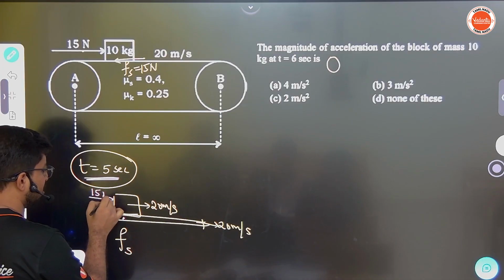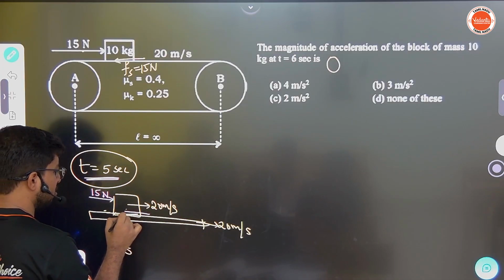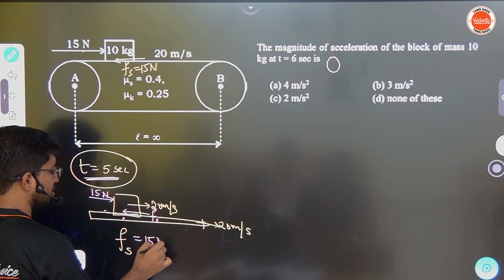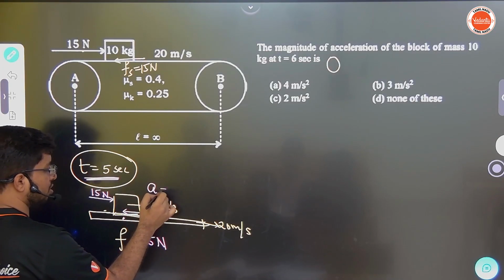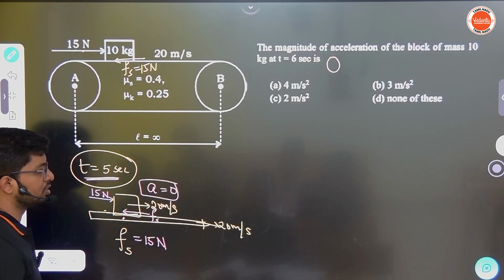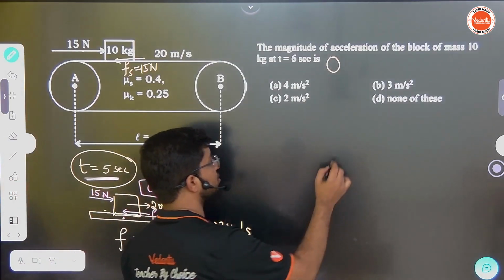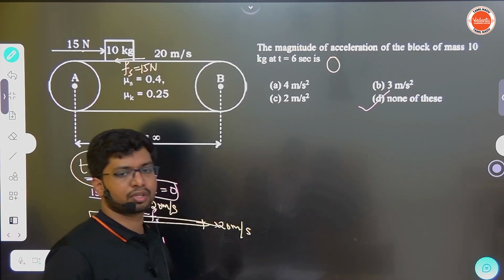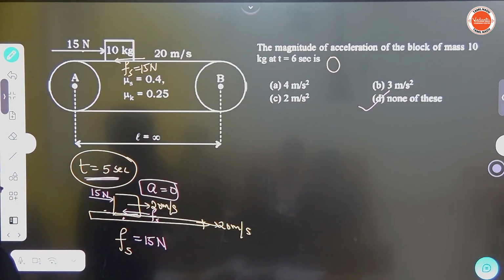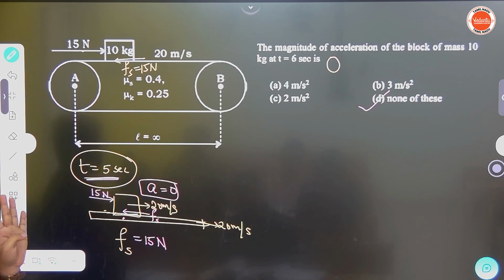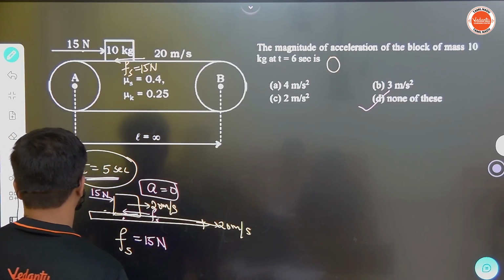So I am applying 50 newtons here. Exactly 50 newtons of static friction will act on this one, right? And the acceleration of this block will be equal to 0 from t equal to 5 seconds onwards. Clear? So this will be option D. Understood? Right? Up to t equal to 5 seconds, acceleration will be 4 meter per second square. From t equal to 5 seconds, it is 0. Clear? Right.